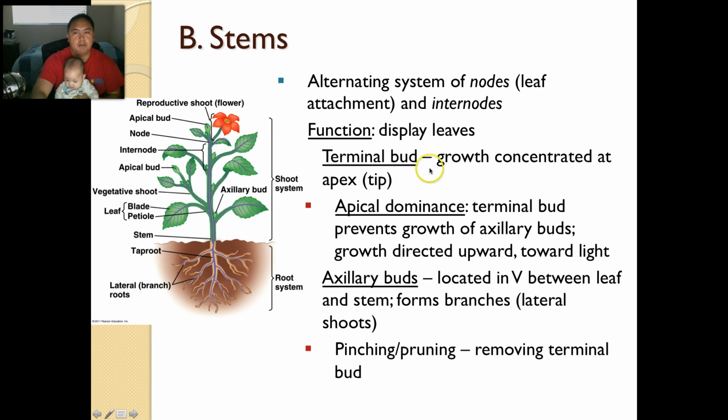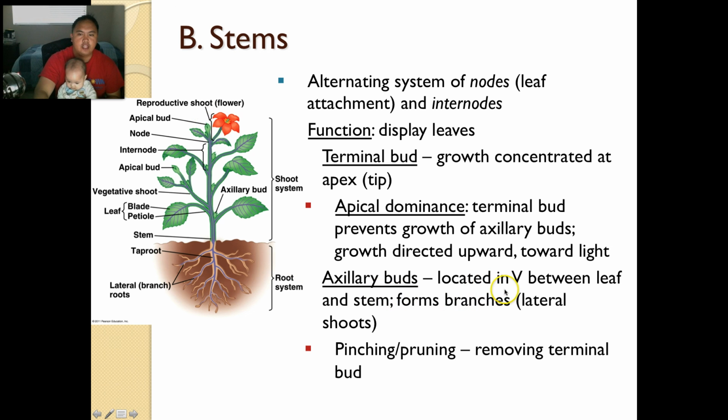It has a terminal bud, which is at the apex or the tip. So here's the end of my stem. They call that the terminal bud. And then another term that you need to know, apical dominance. So the terminal bud basically prevents the growth of axillary buds. So this growth is directed upward and towards light.